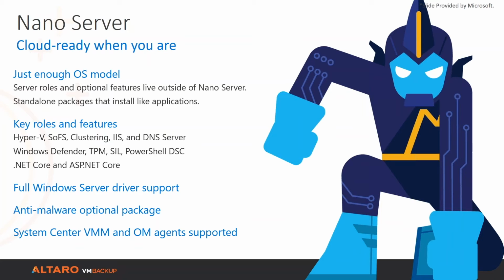And the roles and features we have in Server 2016 are Hyper-V, scale-out file server, IIS, DNS server, and clustering. And then we have some of the supporting pieces like Windows Defender, TPM support, software inventory logging, PowerShell and PowerShell DSC. And then for running apps, we have support for .NET Core and ASP.NET Core.